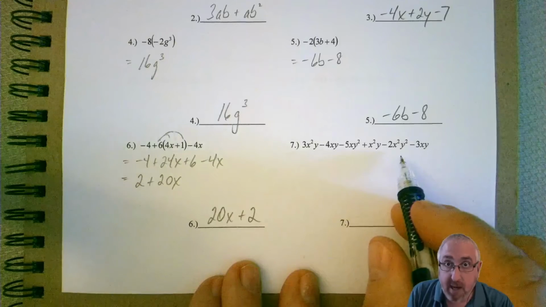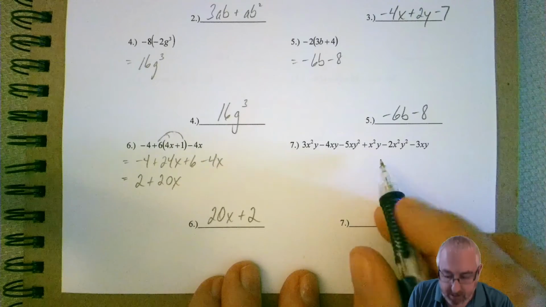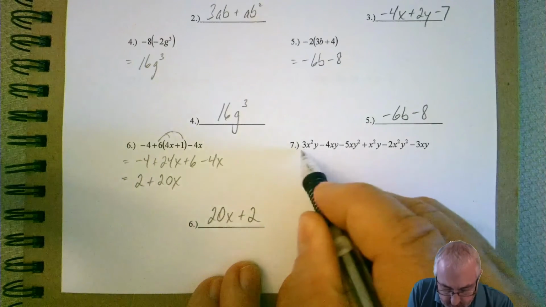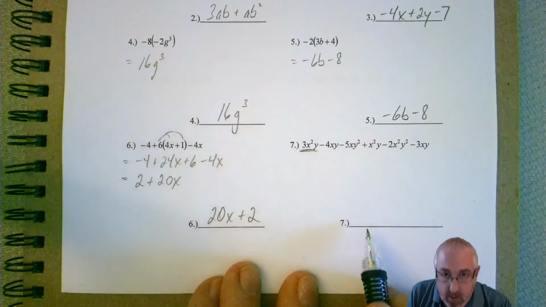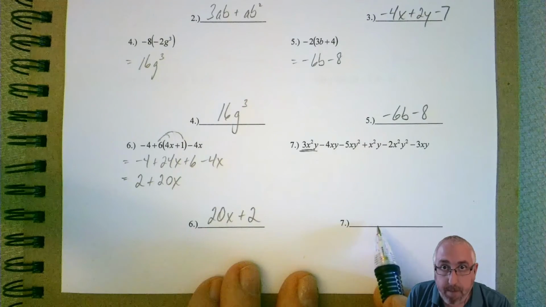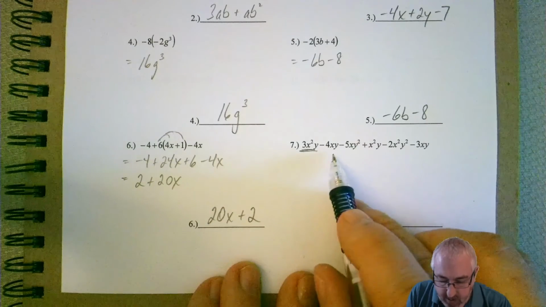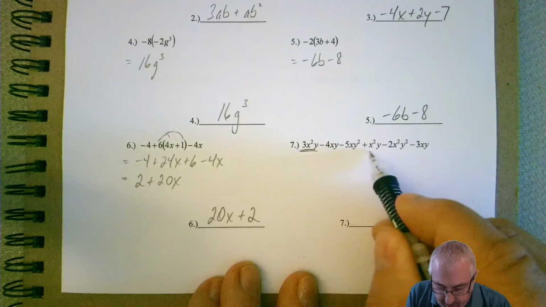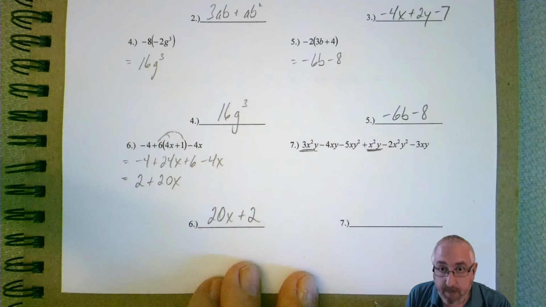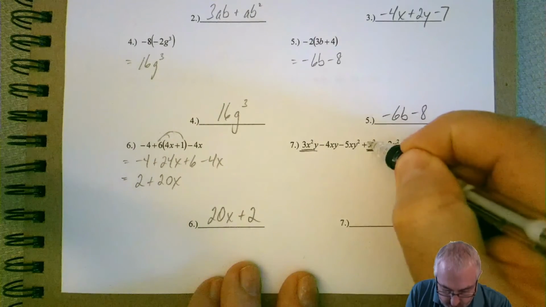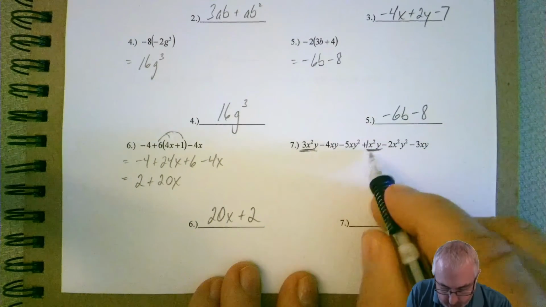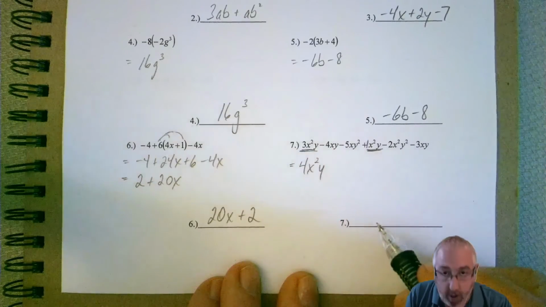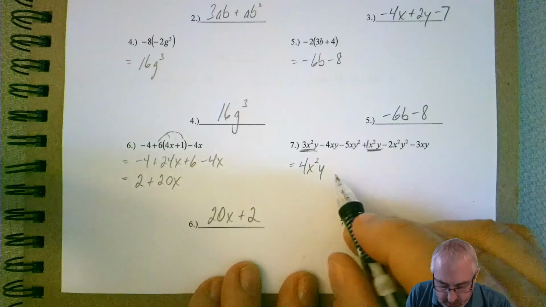Now this last one's got a lot of variables and a lot of exponents. So we're just going to be careful which ones we combine together. If we look at this 3x squared y, which one is that going to combine with? We can see the only thing that has the same variables with the same powers is that one. So we're going to have to squeeze a 1 in. So we have the 3 and the 1, which is 4x squared y. Again, don't do anything with the variables.